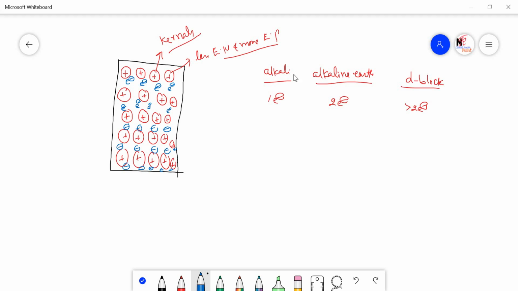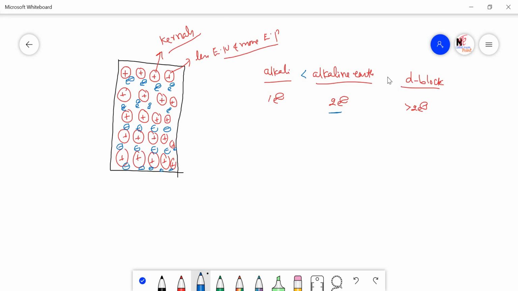But when you compare alkali metals and alkaline earth metals, in the case of alkaline earth metals, more electrons will be there because they are capable of giving more than one electron, that means 2 electrons. When the number of electrons increases, the attraction forces between the cations and electrons also increase. So the strength of the metal also increases. Hence alkaline earth metals are stronger than the alkali metals.